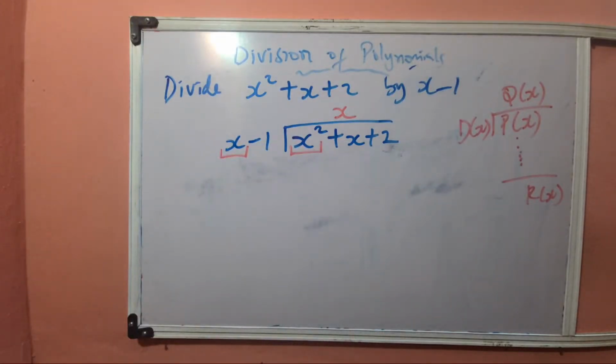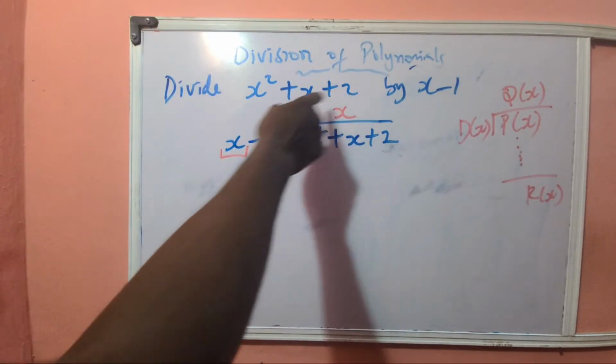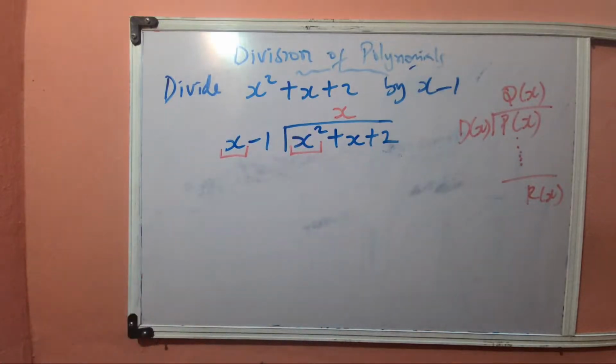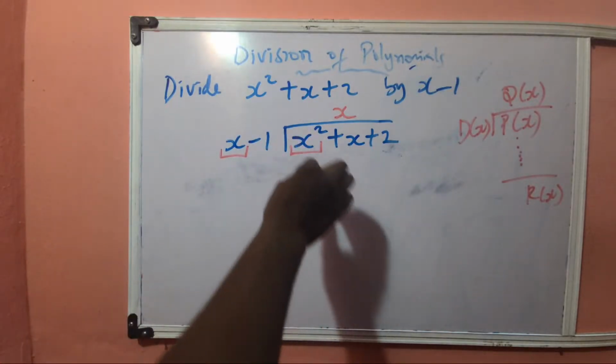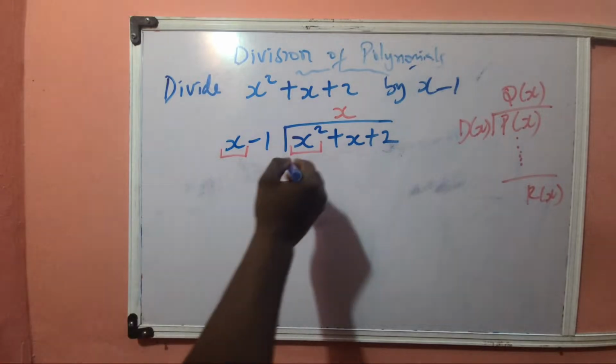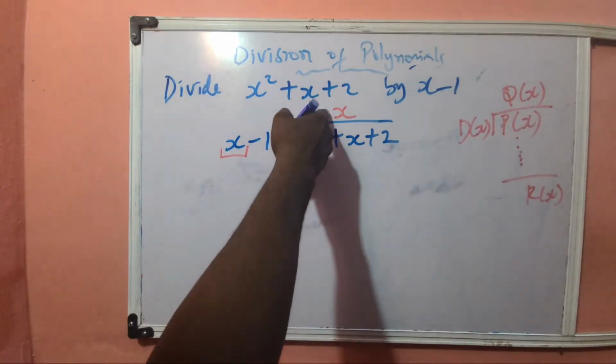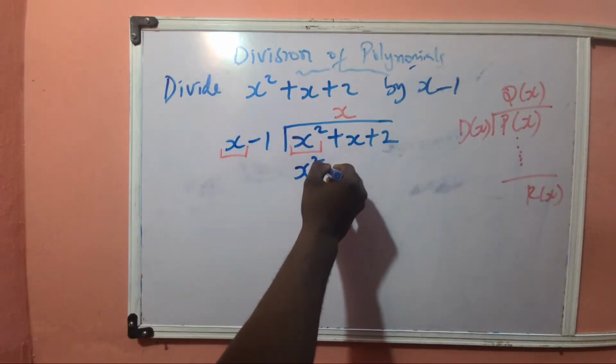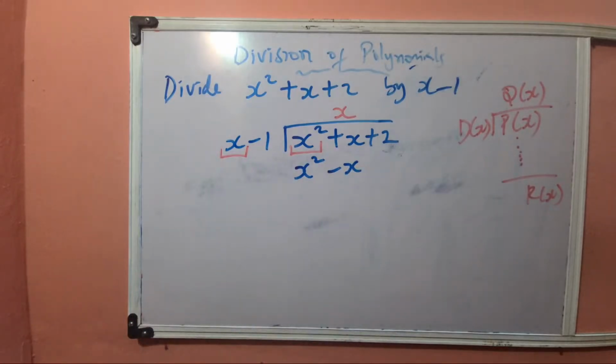You stop there. Then you make use of this x that you got. You use it to multiply all the terms of the divisor, and you write those terms under the polynomial. All right, so x times x, we have x squared. And x times minus 1, we have what? Minus x.